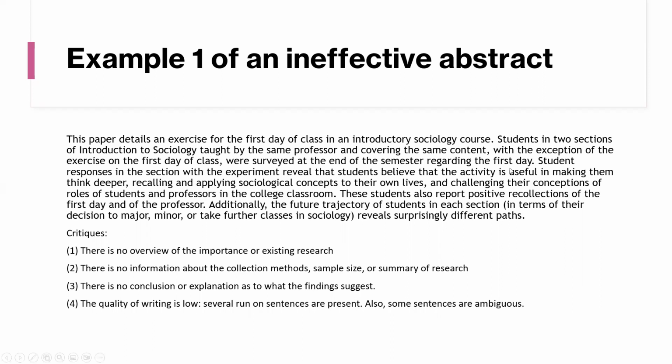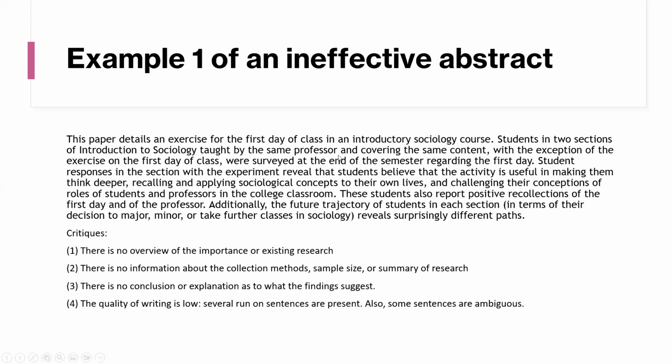Also, I want you to notice that there are run-on sentences. There are several run-on sentences throughout this, and also some roundabout discussion. So when you're writing your abstract, obviously you want to make sure that you're writing effectively. No sample size, no collection methods, no summary, no test value, no p-value, right? No conclusion. Okay, so "future trajectory survey students in each section reveals surprisingly different paths." That doesn't necessarily mean anything with respect to what the paper actually suggested.